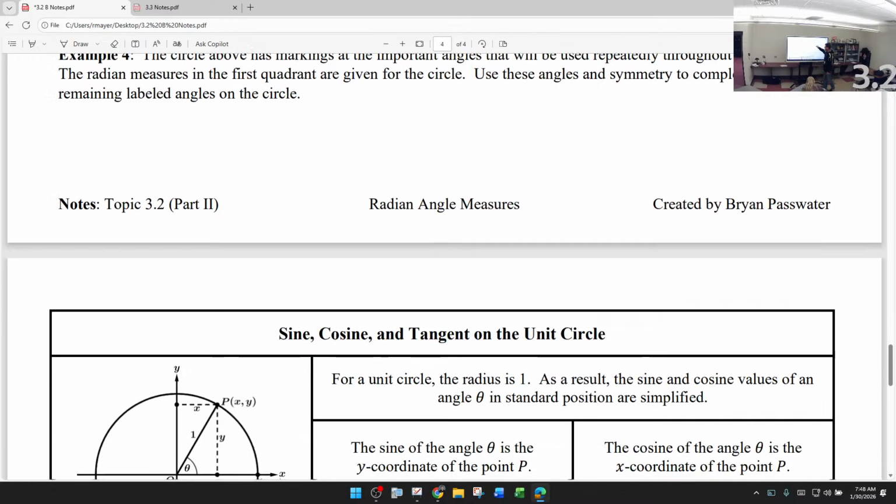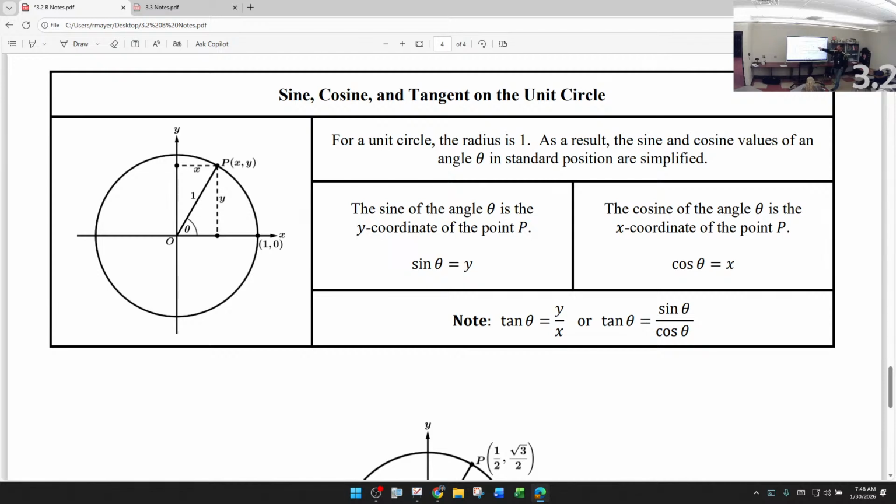Okay, example 4. We've already talked about this. You already know this, I hope. You know sine, cosine, and tangent because this is nothing more than SOHCAHTOA. You know that sine is opposite over the hypotenuse, cosine is adjacent over the hypotenuse, and tangent is opposite over adjacent, or sine over cosine. You may not know that one, but hopefully you do. Sine over cosine is the same thing as tangent. Tangent is y over x, or opposite over adjacent.